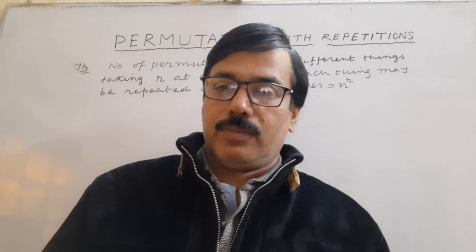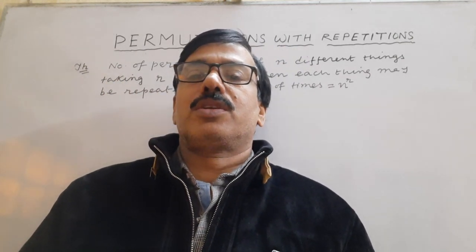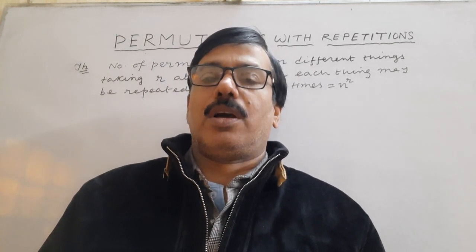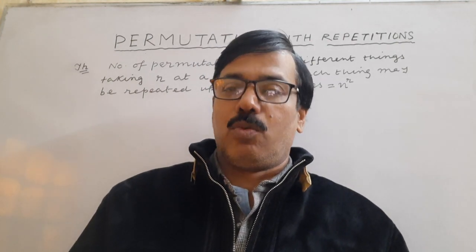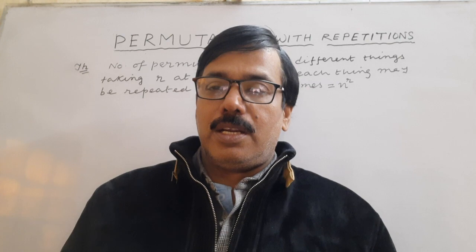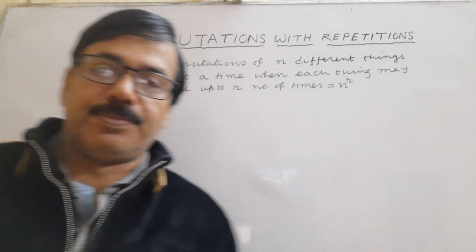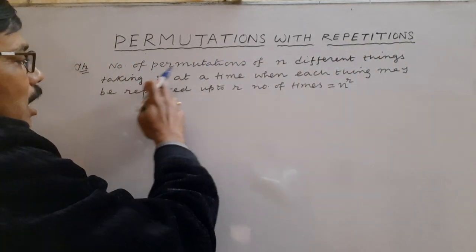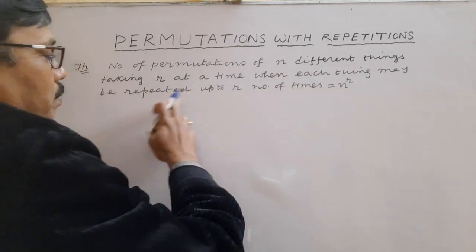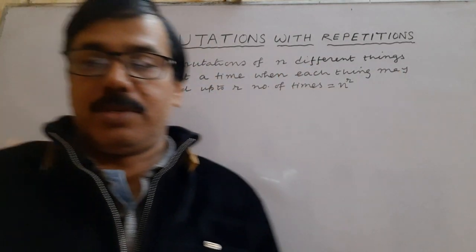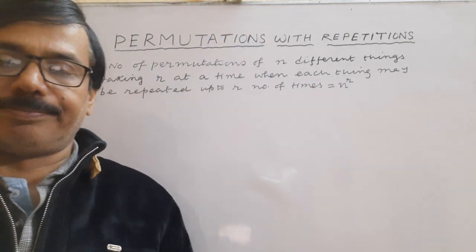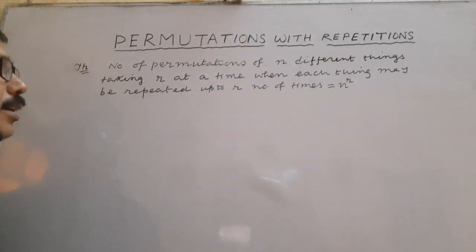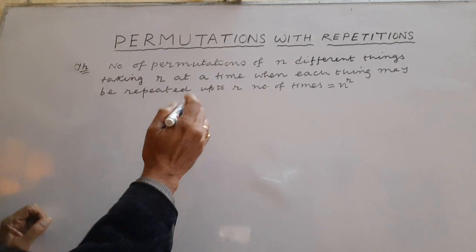In theorem 1, we have discussed permutation of n things taking r at a time equals to nPr when repetition is not allowed. But here repetition is allowed. So the number of permutations of n things taking r at a time, when each thing may be repeated up to r number of times, equals n to the power r. So here the only difference is each thing may be repeated. So the same type of proof.